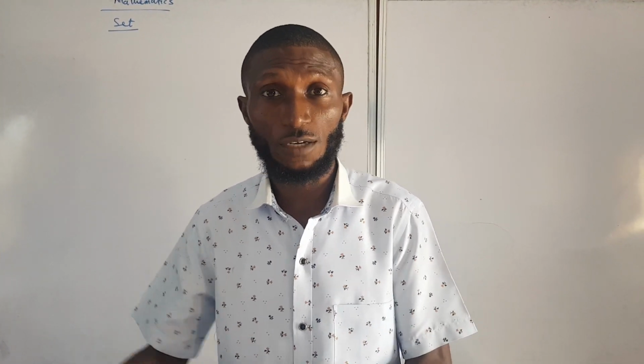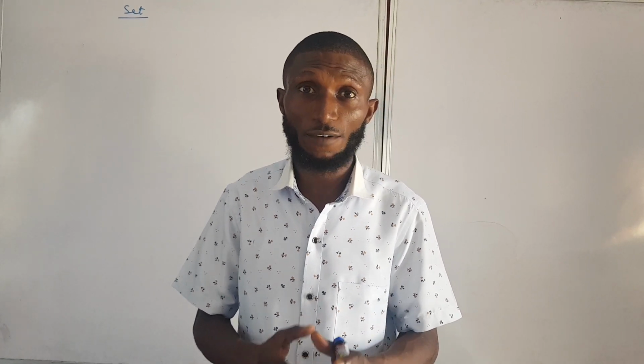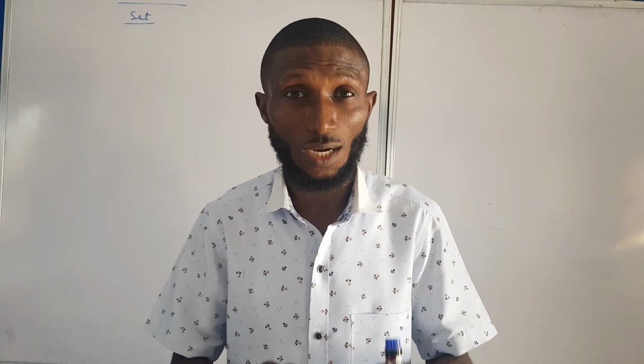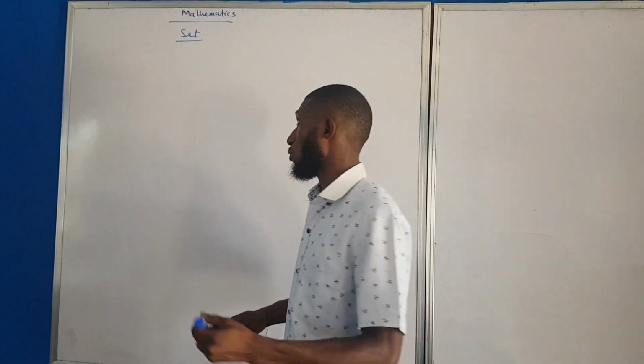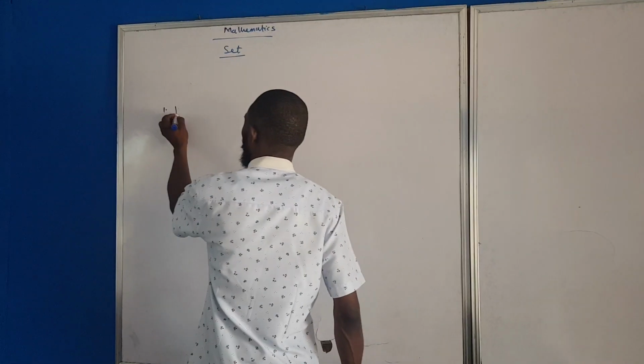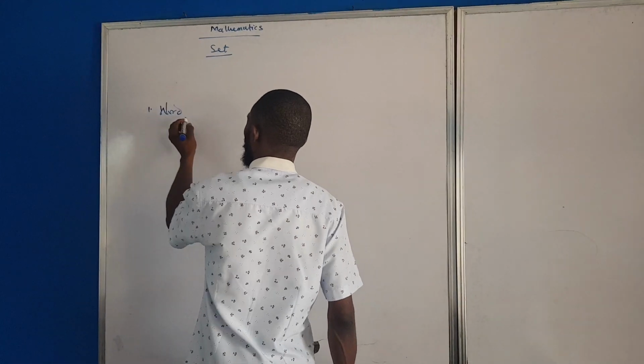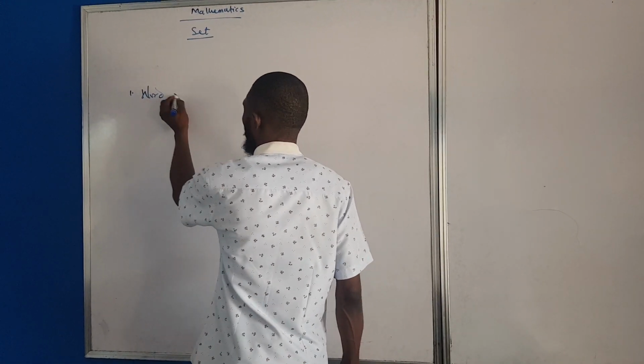Maybe the days of the week is also a set, which means that they have certain characteristics that differentiate them from every other object, and that's what we call a set. Now, under the set, we have four major ways in which we represent sets. We have the first one, we call it words representation.